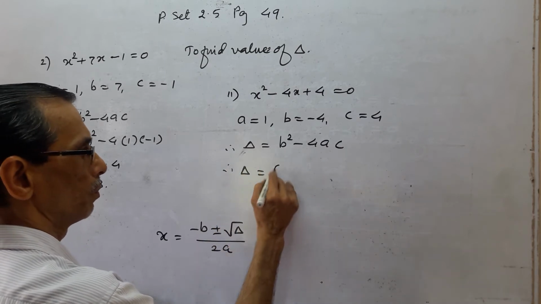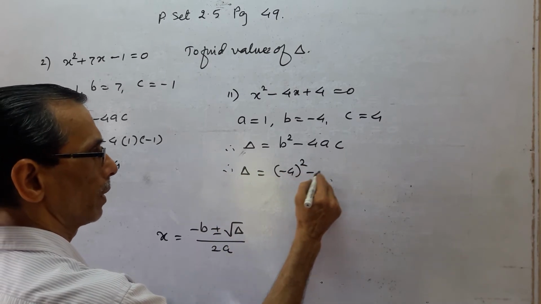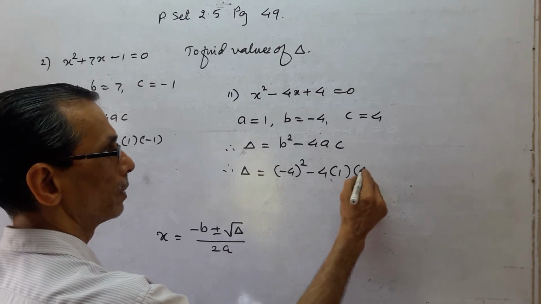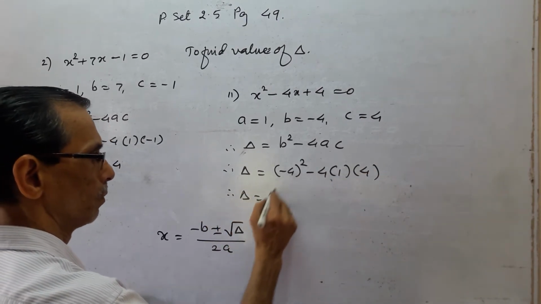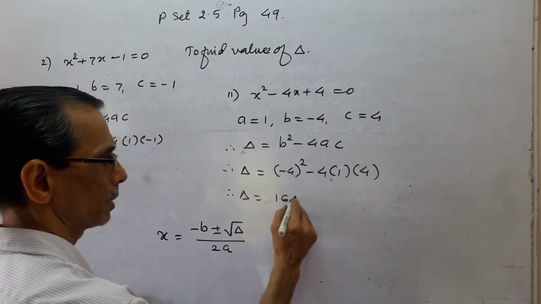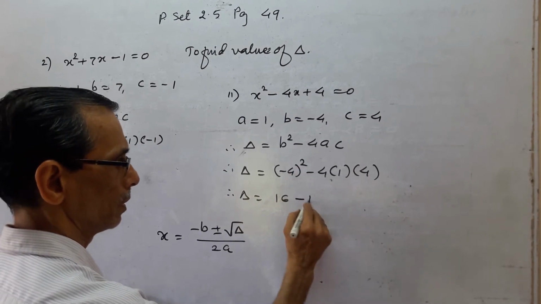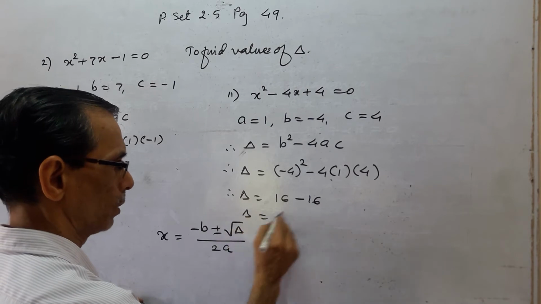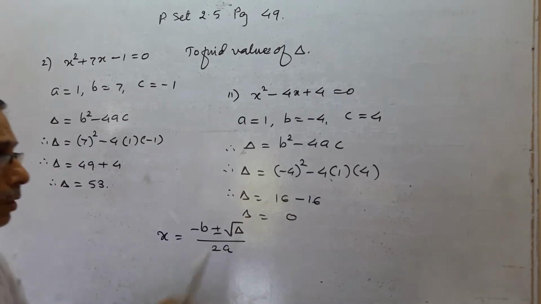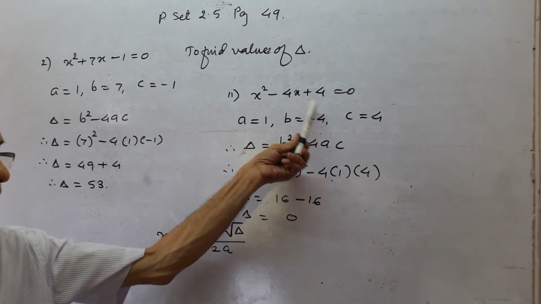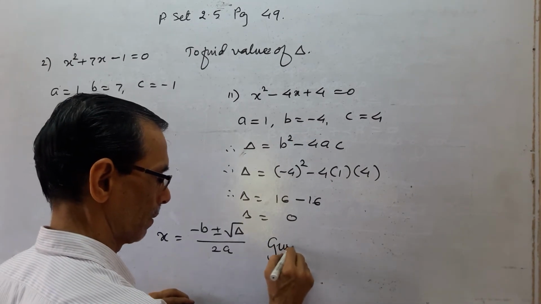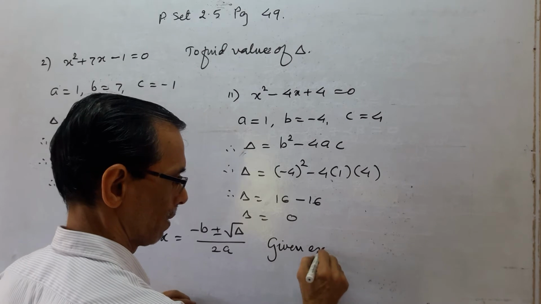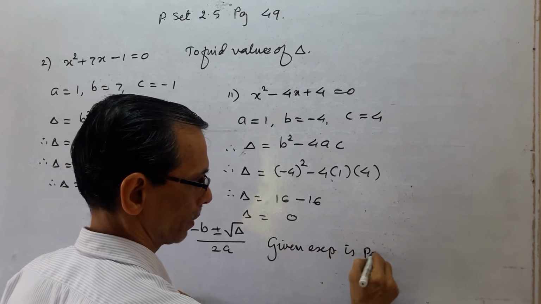Therefore delta is equal to b square, 4 square, minus 4a is 1 and c is 4, and therefore delta is equal to 4 square is 16 minus 4 square is 16. Here only one minus sign is there in 16, and therefore delta is equal to 0. Now here delta is equal to 0 means this is a perfect square expression, and we know that the given expression is perfect square.